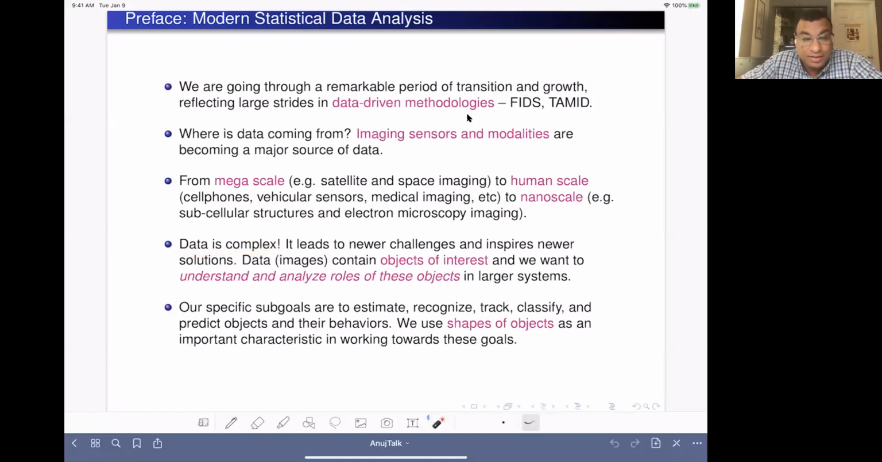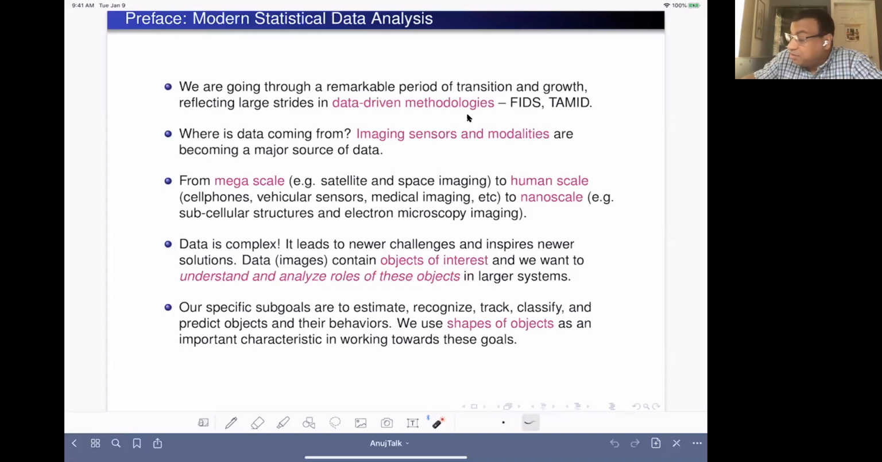inspire new solutions. Data, if you think about images, images contain objects of interest. They are pictures of somebody. There could be pictures of faces, there could be pictures of agricultural terrains, there could be pictures of nanoparticles. These pictures contain objects. And our goal is to understand these objects. And I will give you lots of examples on the projects that I'm involved in. But the use of this data is to understand and analyze these objects.